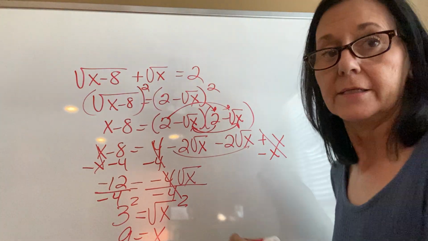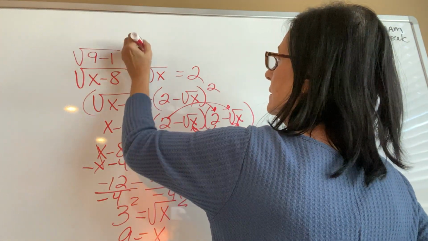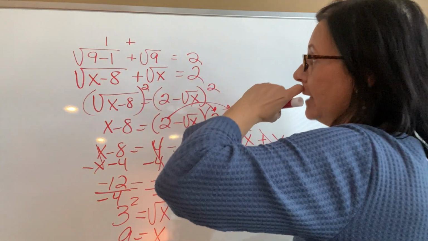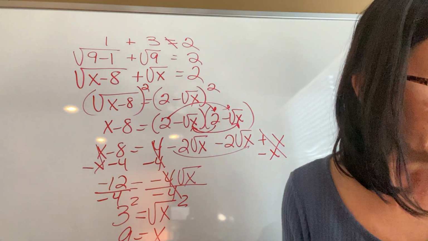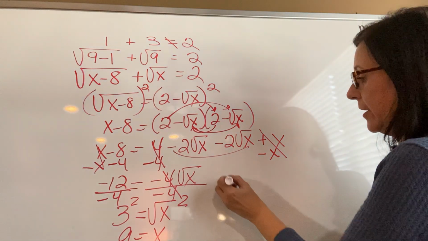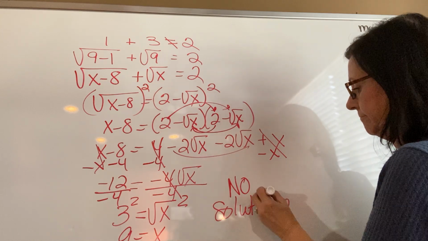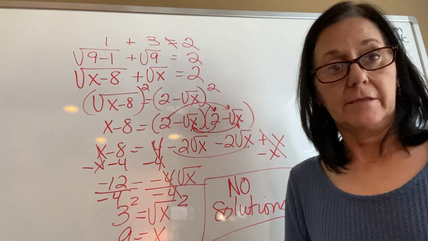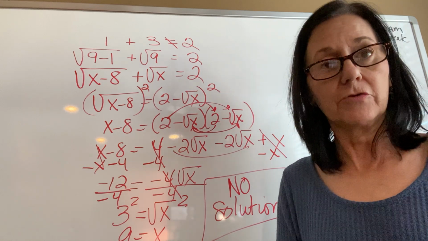Interesting. All right, so we'll plug it back in because it has to be checked. This is 1 plus 3, which does not equal 2. It is not a solution. So there are no solutions to this equation. No solutions. What does that mean? It means for that equation, it does not cross the x-axis. There are no solutions for x.